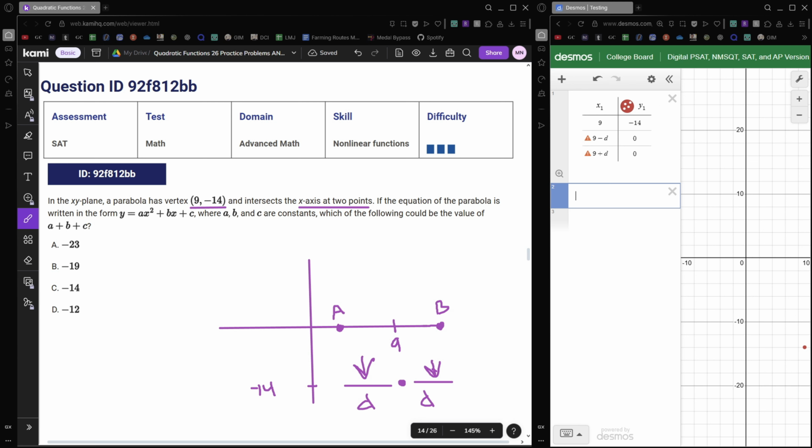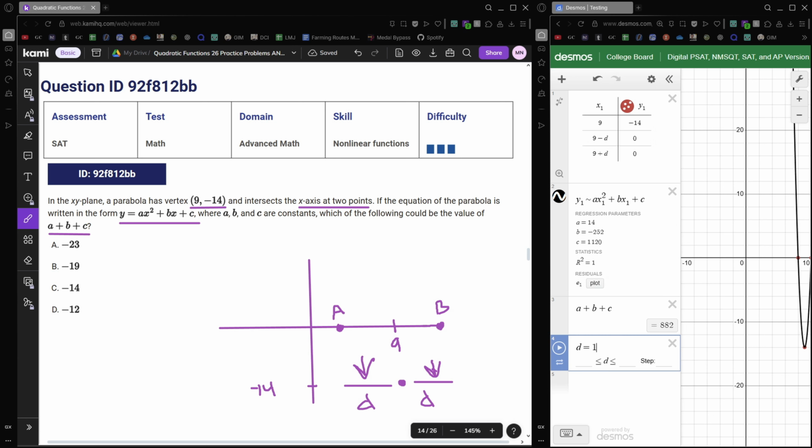Next up, the equation for quadratic regression is y1 tilde ax1 squared plus bx1 plus c. So basically, the same equation that they gave us, except you put a 1 in front of all of the x's and the y's, and then change the equal sign to a tilde. They're asking us to find the value of a plus b plus c, so let's also type that in, a plus b plus c. And then finally, we need to set d equal to some value, so we can just set d equal to 1.